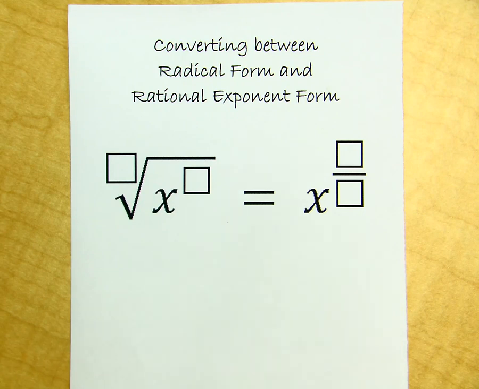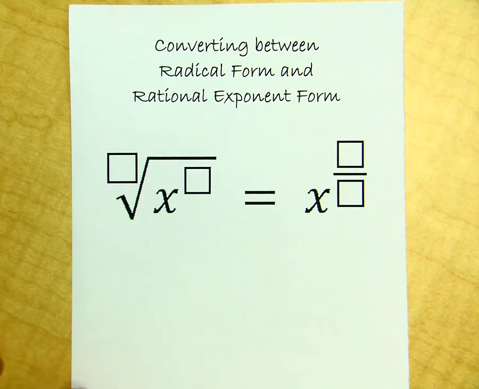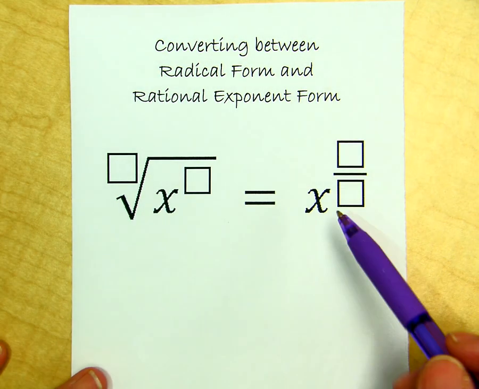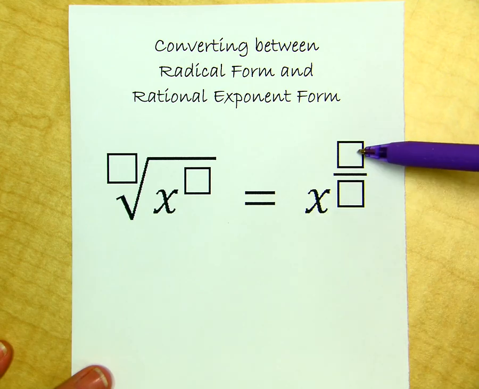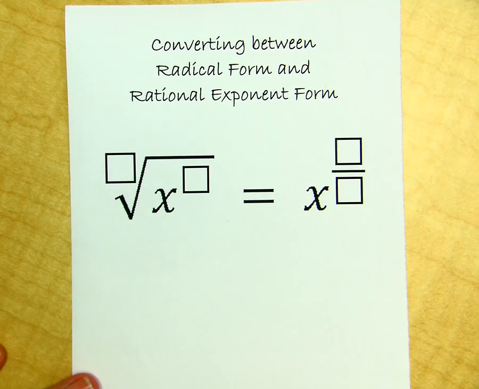Hello everyone. In today's video we will be converting between radical form and rational exponent form. So radical form is when we have the radical sign, like a square root symbol. We have rational, which means a fraction. And so what we're going to do here is identify these pieces and then work a few examples.